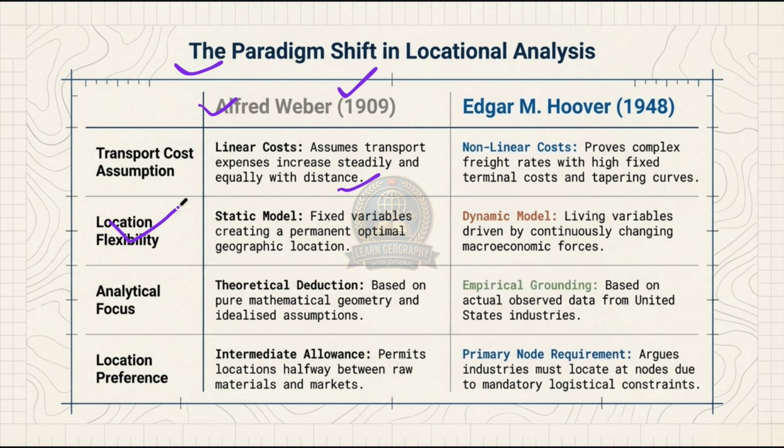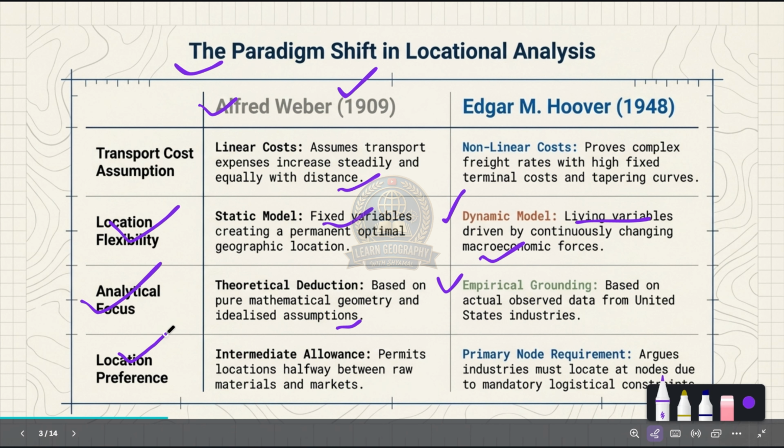In terms of locational flexibility, static model, according to Alfred Weber, fixed variables creating a permanent optimal geographic location. On the other hand, Edgar M. Hoover provided a dynamic model. According to him, living variables driven by continuously changing macroeconomic forces. On the basis of analytical focus, theoretical deduction in Alfred Weber's theory is based on pure mathematical geometry and idealized assumptions. And empirical grounding, according to Edgar M. Hoover's theory, is based on actual observed data from United States industries.